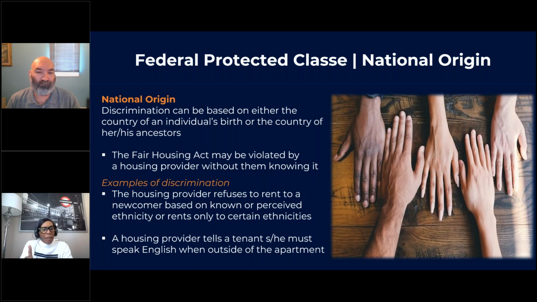Or the biggest thing is if a housing provider tells a tenant or an applicant, you must speak English when you're outside the apartment. Now, it's different if they're asking you to have an interpreter because there's no one present. If a person is applying for an apartment and there's a language barrier, they have to accommodate you. That would go under reasonable accommodation. But they can't discriminate if you come into the office and they say you cannot speak your language. That is discrimination. They cannot tell you that you can only speak English outside of your unit. That would be actual discrimination.